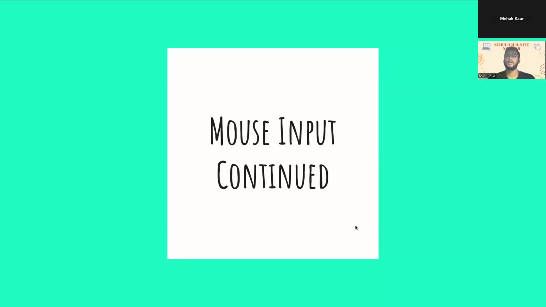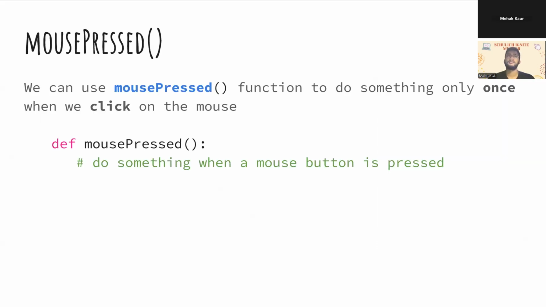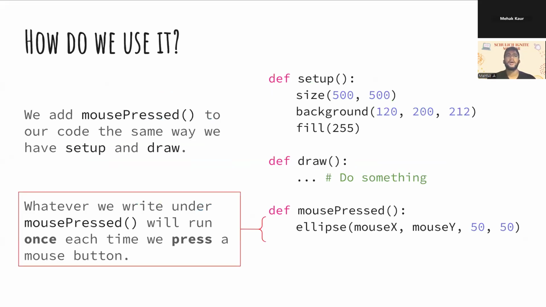So let's talk a little bit about mouse inputs. We talked a little bit about this last time. We can use the mouse pressed function to do something only once when we click on the mouse. Def mouse_pressed will do something specific, like if we click on the screen. We add mouse pressed to our code the same way we have setup and draw. Whatever we write under mouse pressed will run once each time we press the mouse button.